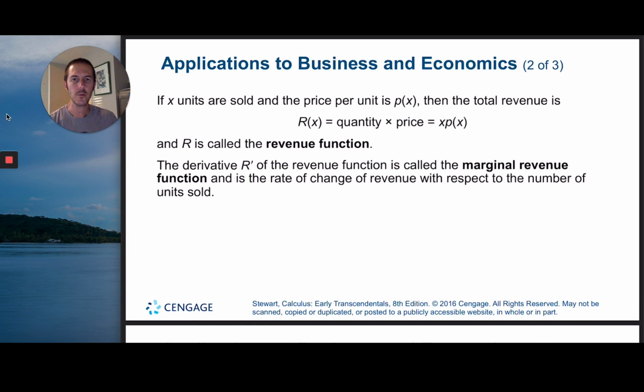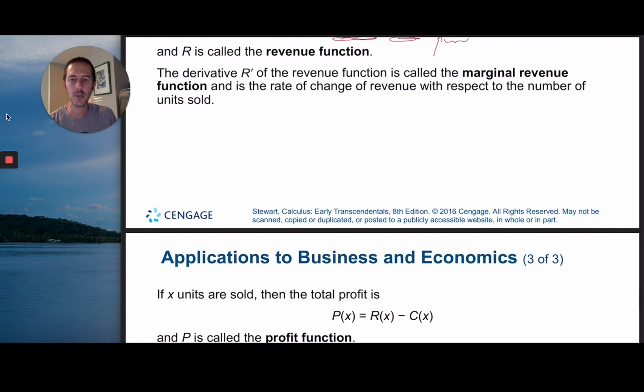If x units are sold and the price per unit is p of x, then the total revenue equals, so here's our revenue equation, that's an important one. It is the number of units that you're selling multiplied by the price per unit sold. Number of units that you sold, price per unit sold. And again, that's the revenue equation. Marginal revenue is the first derivative, or the rate of change of the revenue equation.